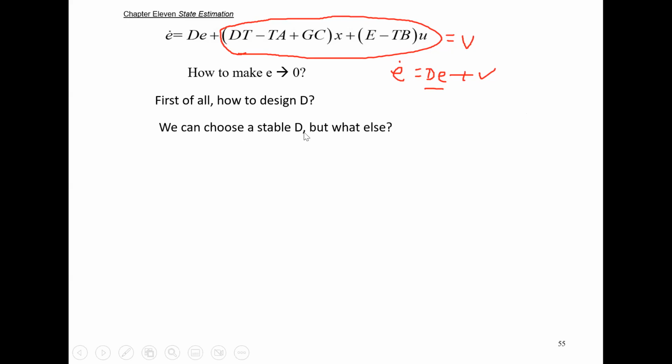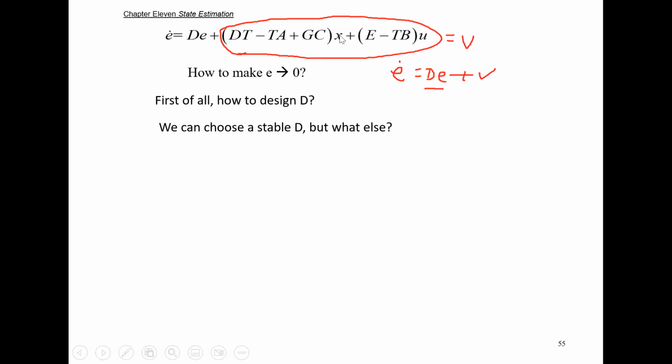So we can choose the stable D, right? But look at this one. D is stable, but that is not enough to make E go to 0, right? We have to deal with this extra term. Imagine you have a stable system, but you have some input. How do you make the output 0? You have to make the input 0. Otherwise, the input will induce some output, right?